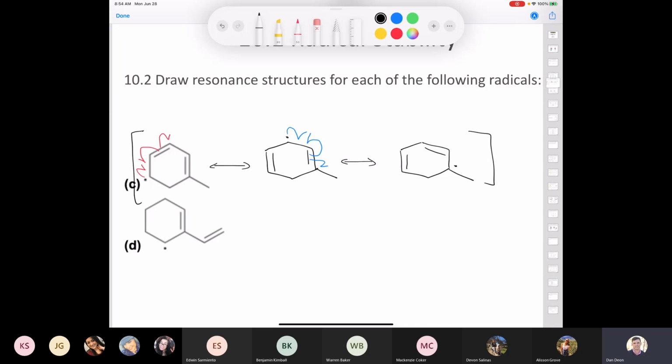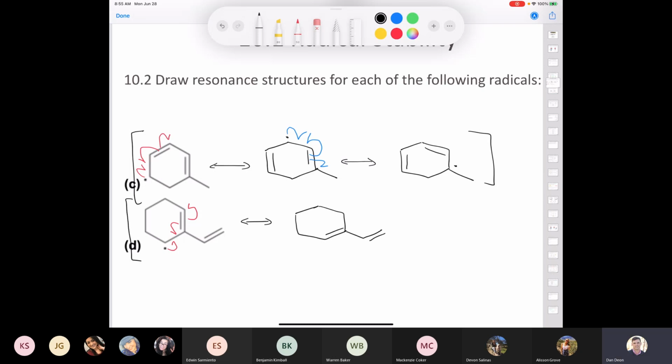Let's do the next one. So the next one is D. There's only one allylic radical, and that's this one here. Okay, so let's draw the fishhook arrow. I'm going to make a new double bond here, and then I'm going to have an unpaired electron there. And so we'll draw the resonance contributor, which is going to look like this.